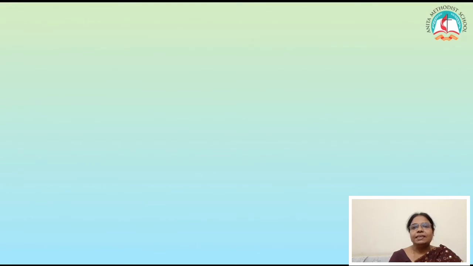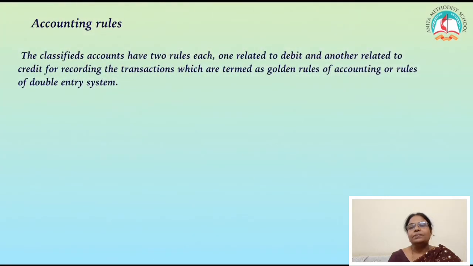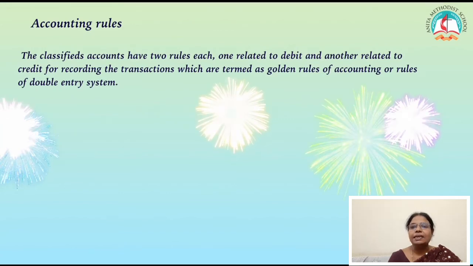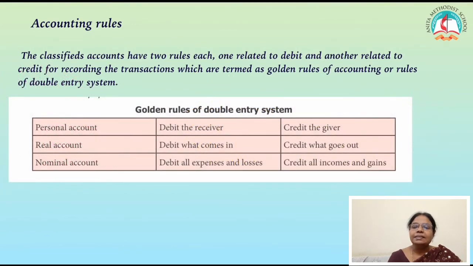Children, now we will see the accounting rules. The classified accounts have two rules, one related to the debit and another related to the credit for recording the transactions. This is called the golden rules of double entry system. Children, this is very important. Everyone should know these golden rules of double entry system.